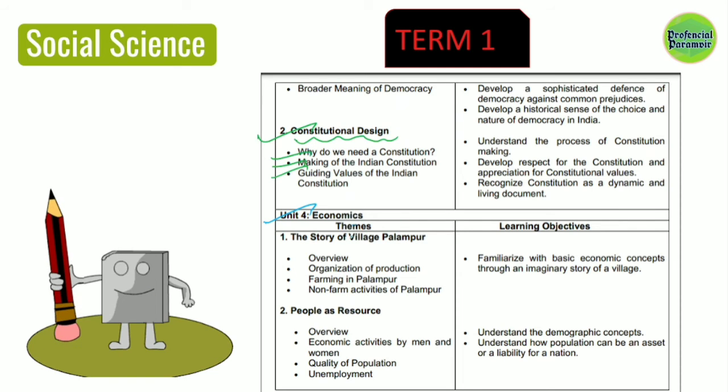From unit 4 economics, we are having the story of village Palampur and people as a resource, these 2 chapters. From the story of village Palampur, overview, organization of production, farming in Palampur, non-farm activities in Palampur. These are the topics which are going to come from the story of village Palampur. And from people as a resource, we are having overview, economic activities by men and women, quality of production, unemployment. These are the topics which are coming in term 1.